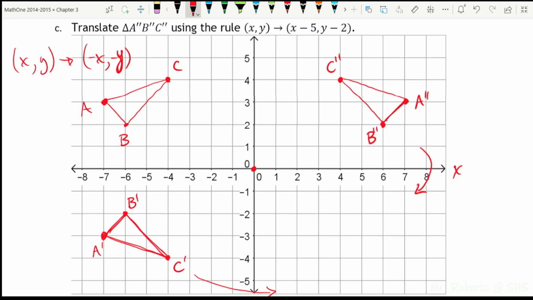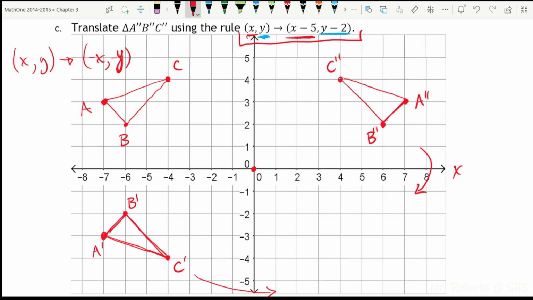And then finally it says we've done a reflection, we've done a rotation. Now it's asking us to do a translation by using this rule. And this rule says, look, whatever X and Y are, decrease X by 5. That's what this means. Decrease your X value by 5. So whatever X is, decrease it by 5. And whatever Y is, decrease the Y by 2.